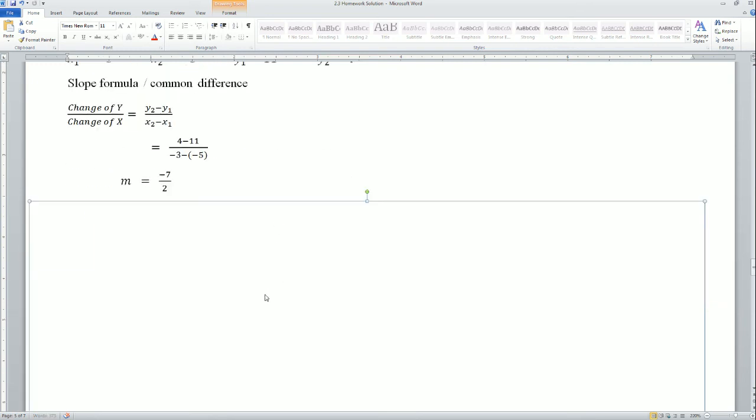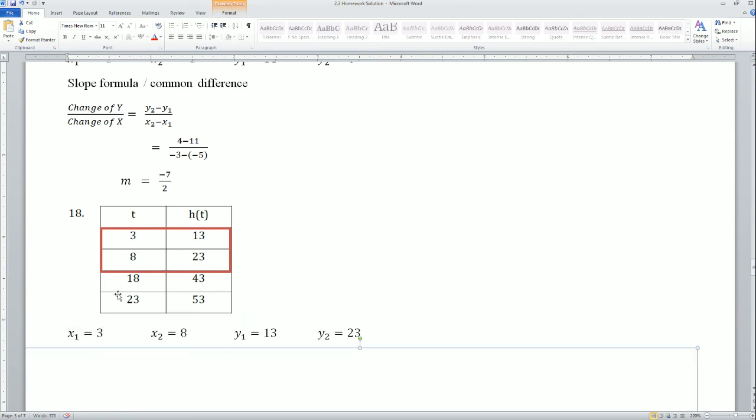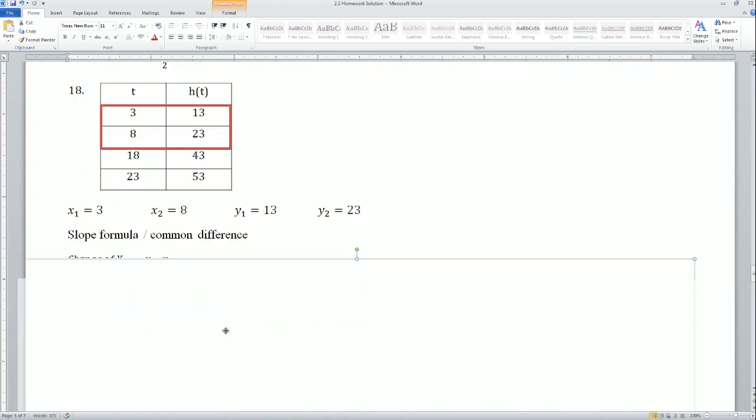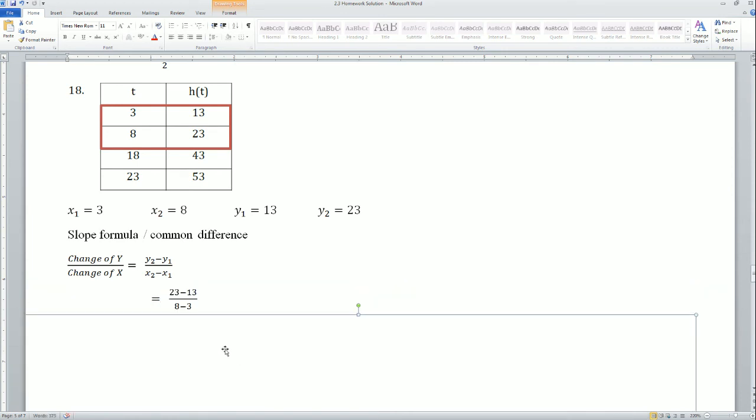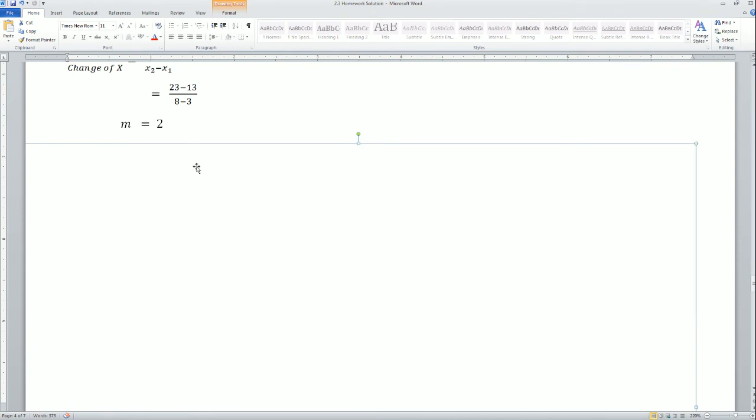Okay, same thing here. I grab the first two ordered pairs, 3, 13 and 8, 23. My first x here was 3. My second x here is 8. My first y here is 13. My second y here is 23. Slope formula again, plug it into the equation, use a calculator, right? m equals 2. Okay. All right, good. Because you can't really eyeball it, right? Because it doesn't go up by 1 each time, that's why.